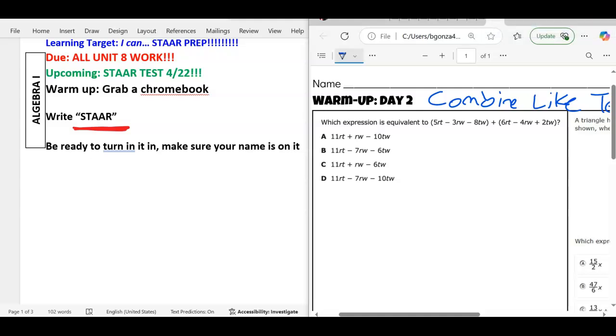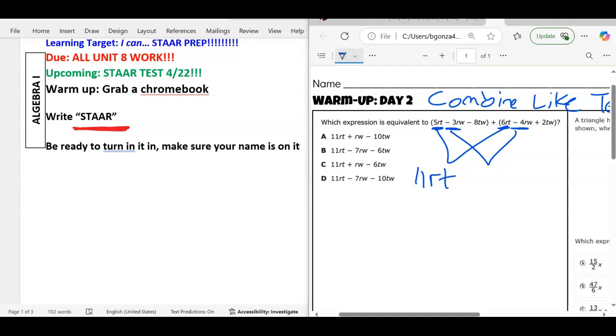We have two expressions being added. The first term is 5RT, so I look for another RT, and it's plus 6RT. What's 5 plus 6? 11 RT. So all these answer choices have 11 RT. So far, so good. Notice this next term, RW, has negative 3. And then the other RW has negative 4. So what's negative 3 minus 4?